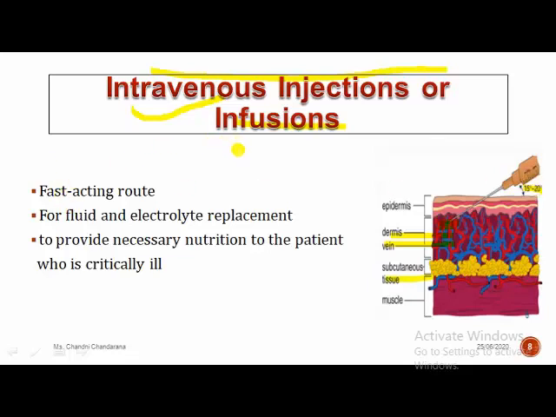Now what is the advantage? It's given into the vein. So first is a fast acting route. Means whatever intravenous injection is given, it has a fast action. It's used in emergency conditions. It's used for fluid and electrolyte replacement, as well as to provide the necessary nutrition to the patient who is critically ill. So this is a very important type of route of administration.